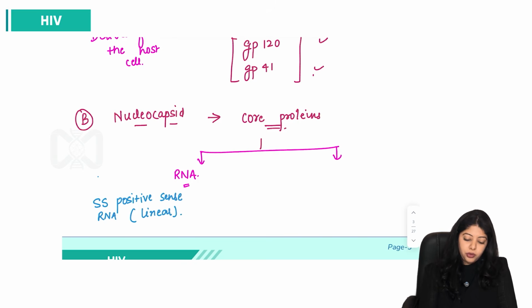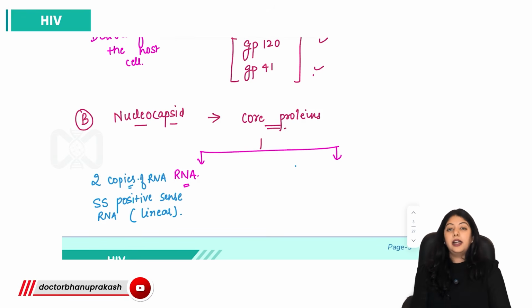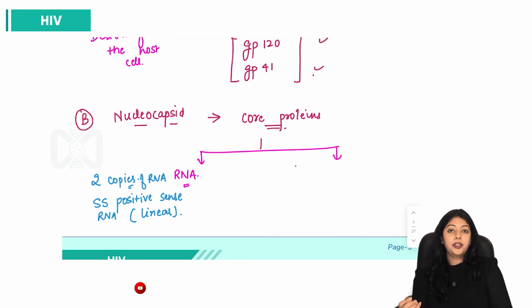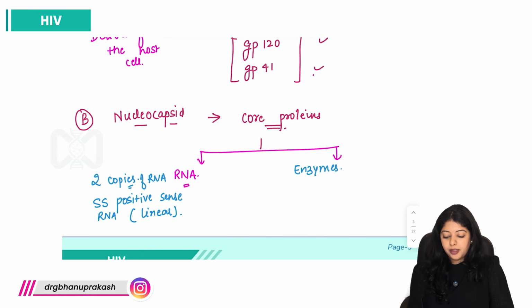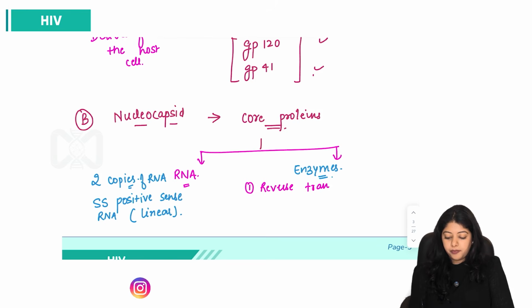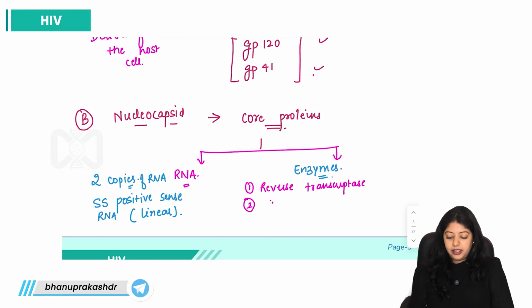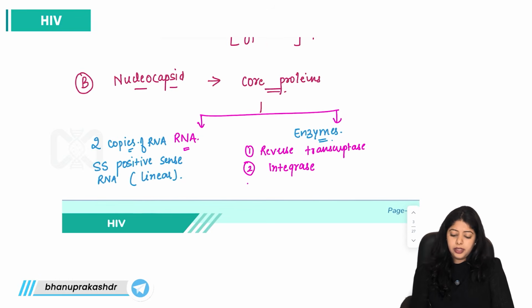So it has two such copies, two copies of RNA. Whereas it has other important components or certain enzymes. And what are these enzymes? First, we have already spoken about it: the reverse transcriptase. Second one is integrase. And the third enzyme is the protease.